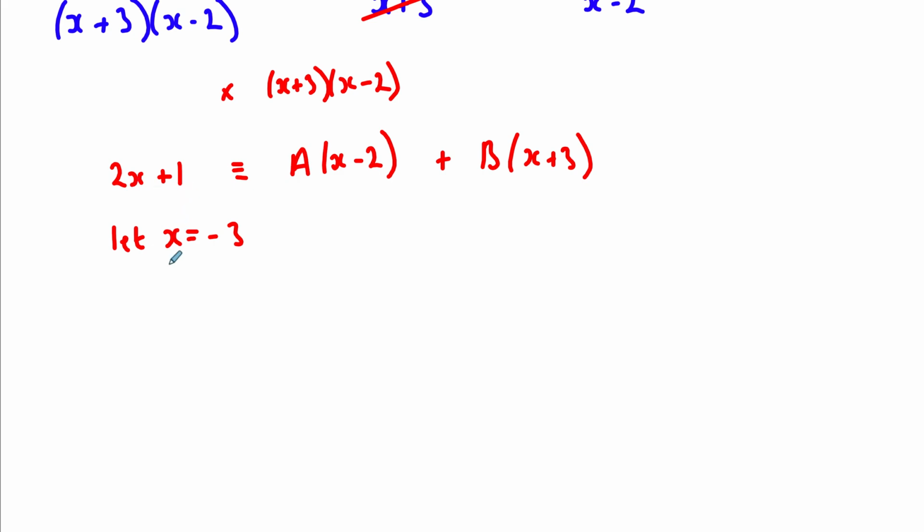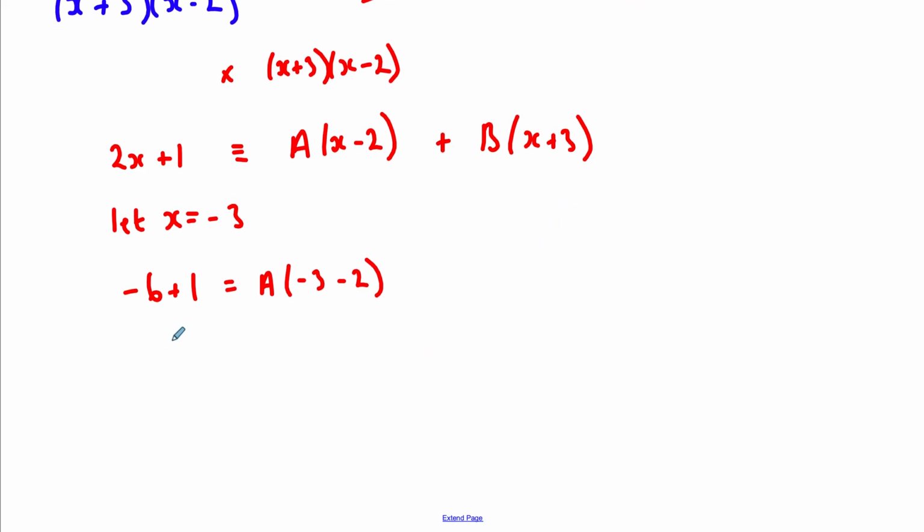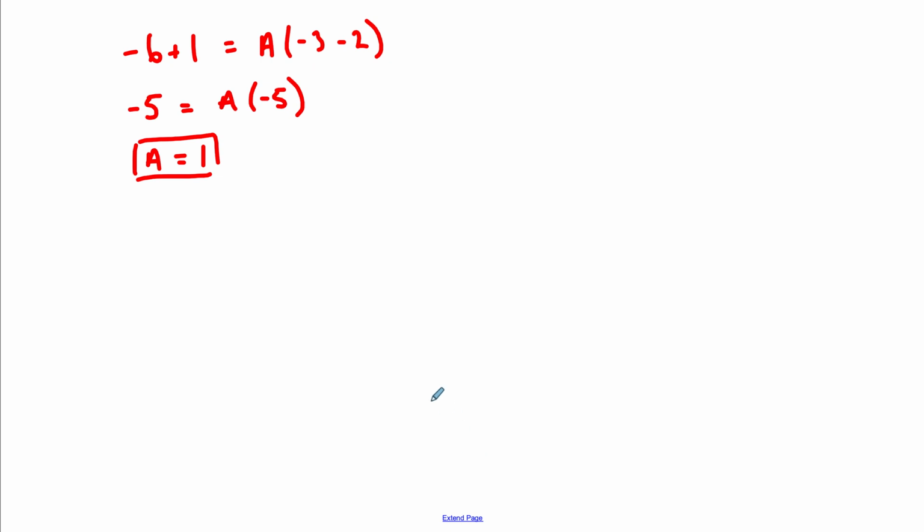So I'm going to substitute that in now. That's going to give me minus 6 plus 1 needs to be the same as a lots of minus 3 take away 2, plus 0. That b term's gone. That's why I set x to be minus 3. If we simplify this, this gives us that minus 5 is equal to a times minus 5, and that means that a has to be the number 1. So that's set now, that's guaranteed. We've worked a out to be positive 1.